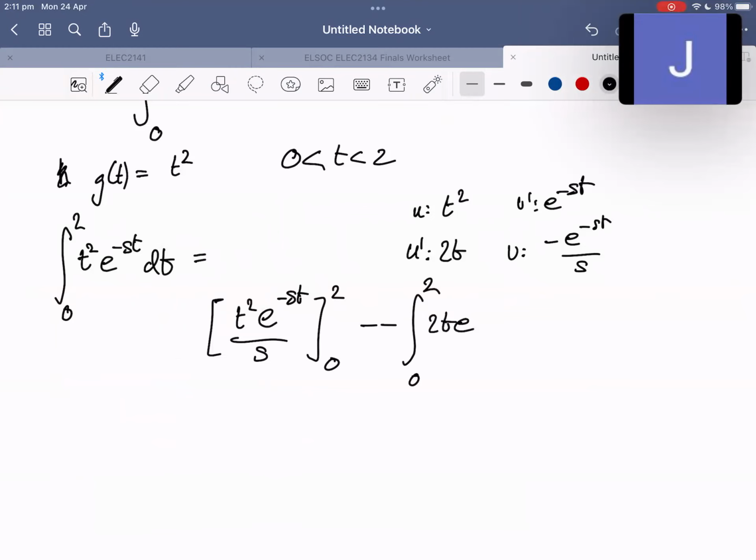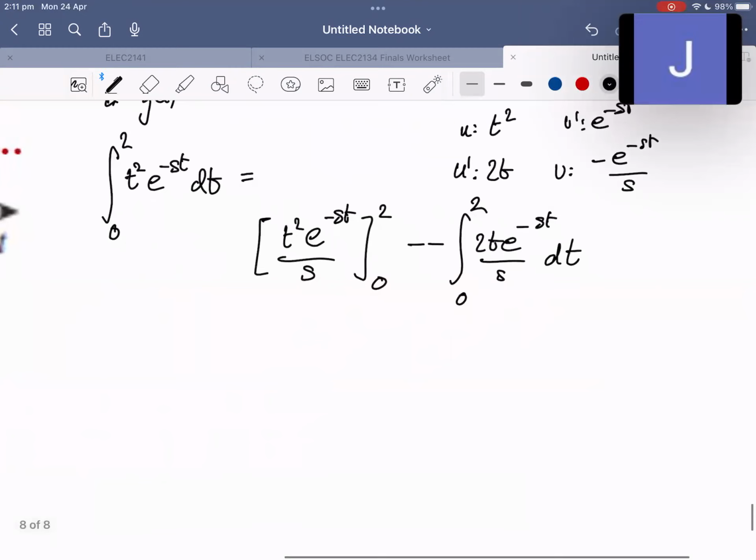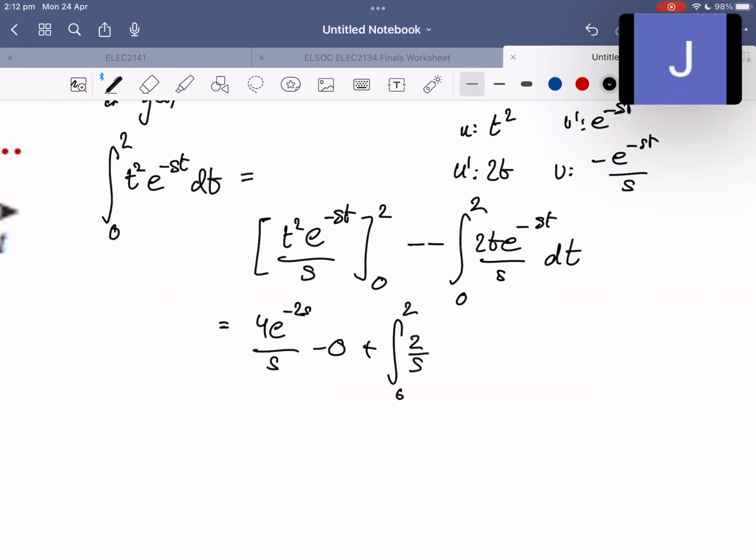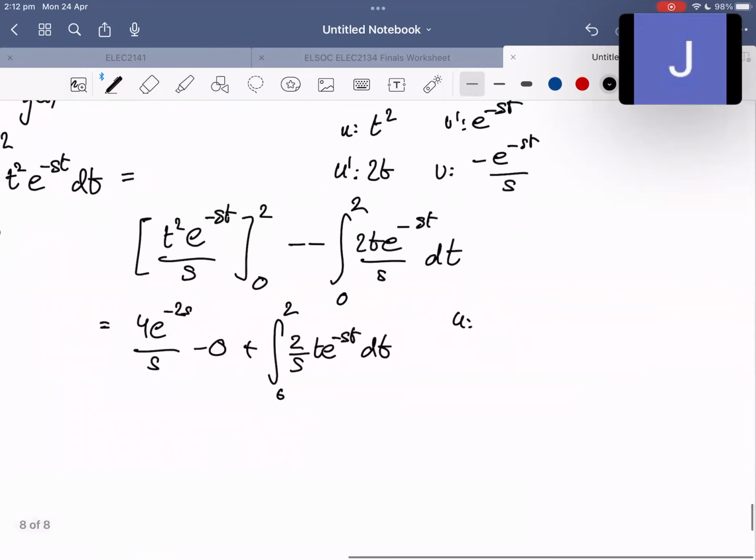Yeah, that should be right. So I have some constant and another integral. The constant I can evaluate to be 2 squared is 4, e to the minus 2s over s, and then minus 0 because 0 squared is 0. And I've got plus this integral, 2 on s, t e to the minus st dt. And I can just do the parts integration again one last time.